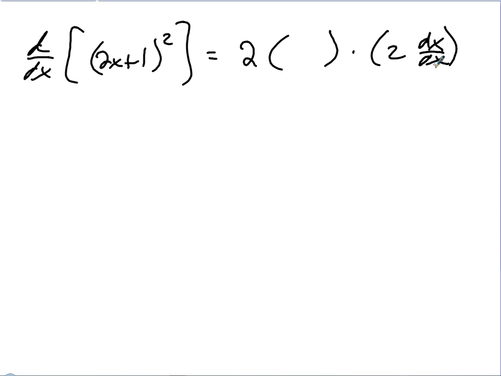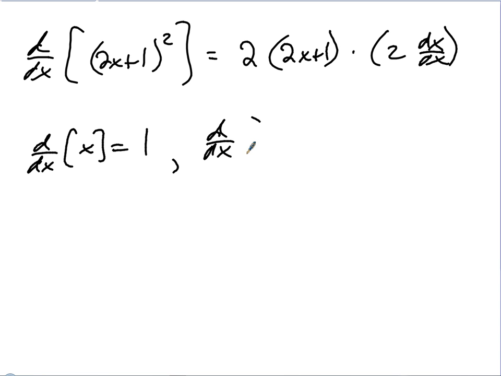If that had been like a 2y plus 1 in there, then I would have had 2 times, in this case it's 2x plus 1, but it could have been 2y plus 1. But when I took the derivative of the inside, instead of just being 2, I'm going to get 2 dy dx because the variables don't match up, right? This is true. If I say the derivative with respect to x of x, I just get 1. If I say the derivative with respect to x of y, I get dy dx or y prime.